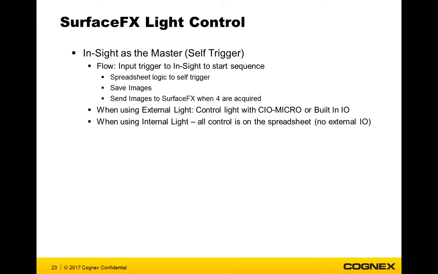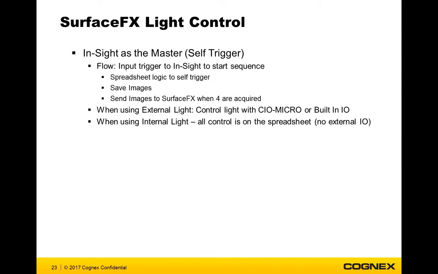So again, remembering that flow, we need an input trigger to start the sequence. There's spreadsheet logic to self-trigger itself 4 times. It's going to save those 4 images, and once that's done, it's going to take those 4 images and pass that to SurfaceFX. And again, after that, you can use that image for OCR, or you can use any number of those images that are there.